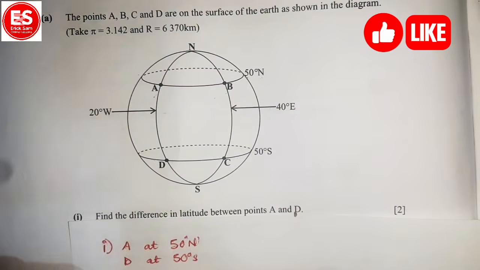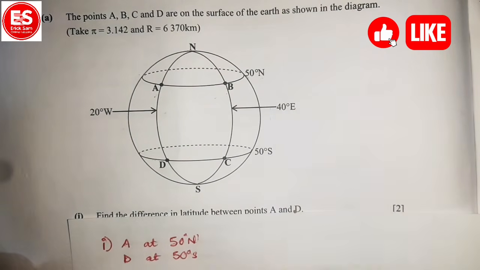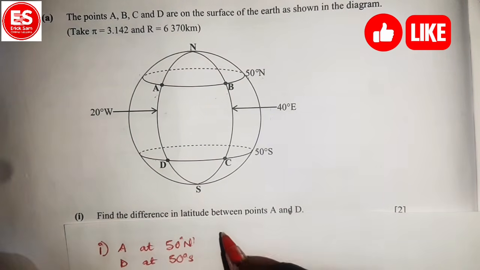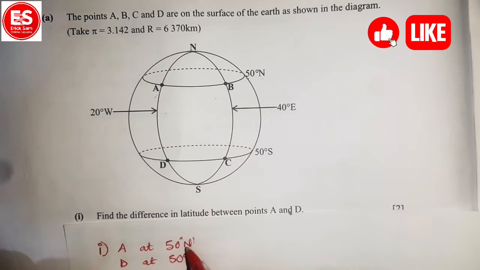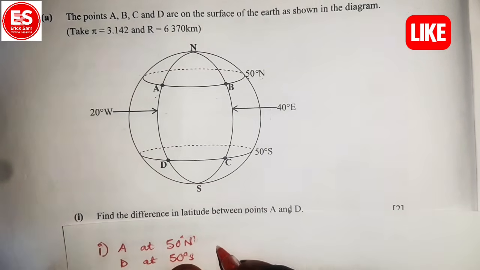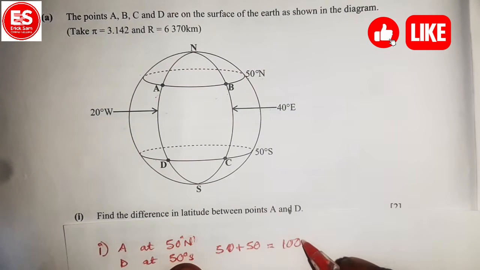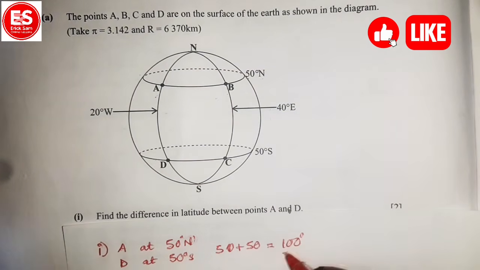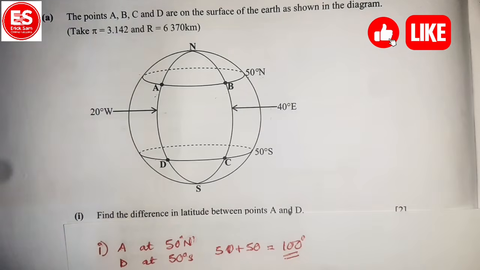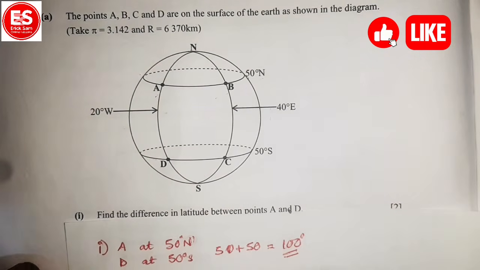Now that we've identified that, we want to find the difference in latitude. For the difference in latitude, you just add if they are in different regions. This one is in the northern region, this one is in the southern region, so we have to add this. So 50 plus 50 is equal to 100 degrees. That is your answer there. Now let's get to the next question.